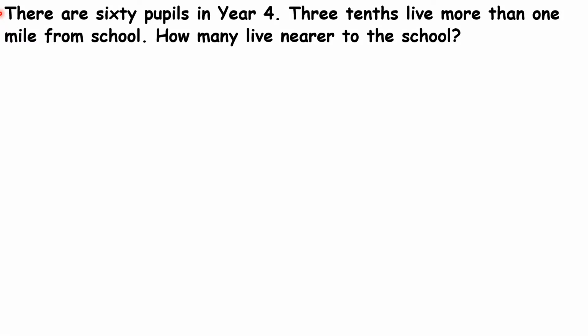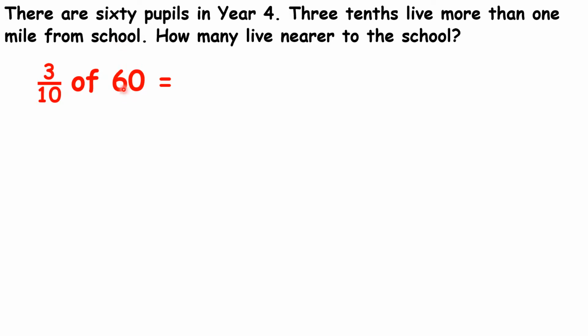There are 60 pupils in Year 4. 3/10ths live more than 1 mile from school. How many live nearer to the school? So we're told that 3/10ths of the 60 pupils live more than 1 mile from school.